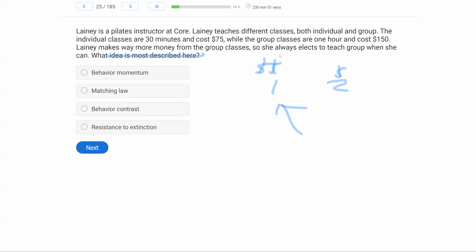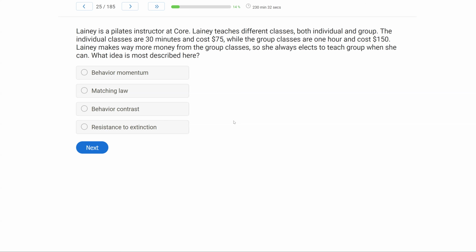If Lainey is making more money from group classes, it makes sense that she's teaching more group classes. Behavior contrast has to do with different schedules in different environments, causing different changes in behavior, right? And we're not dealing with behavior contrast here.